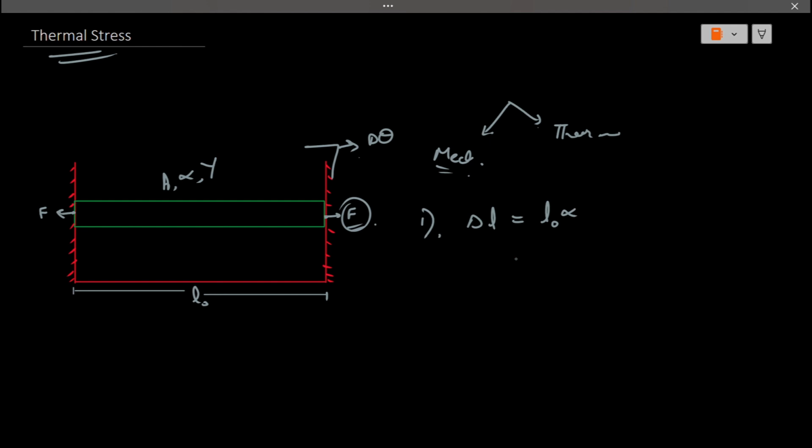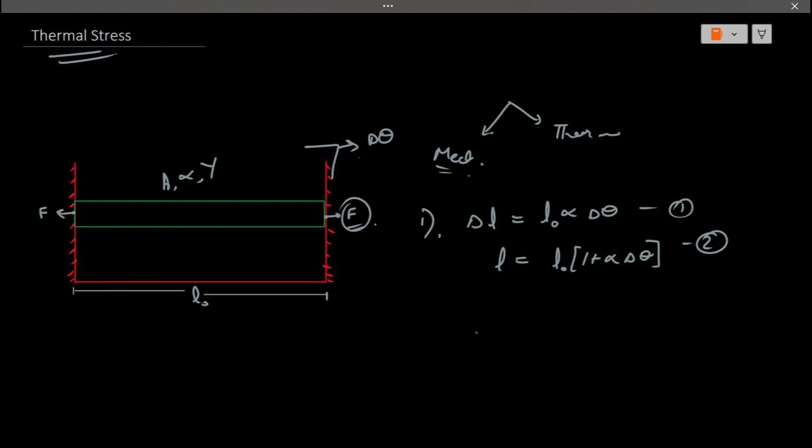Now the change in length due to the thermal expansion is L0 times alpha times delta theta. The final length of the rod after the expansion has occurred is L0 times (1 plus alpha delta theta), right? So we just added the original length to the first situation, so we got the second equation.